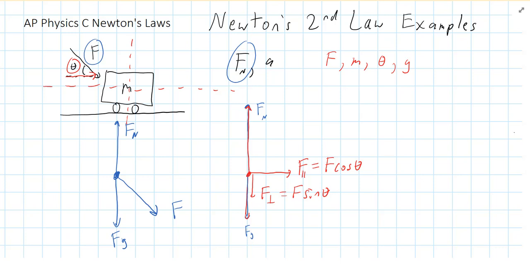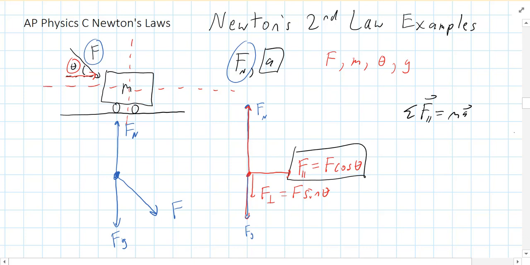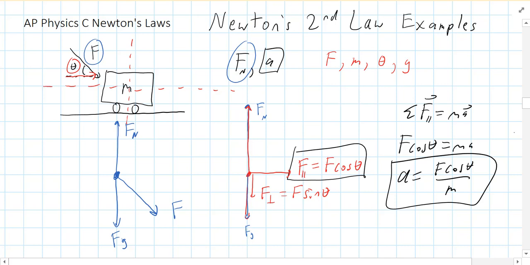Okay. Now, I'll actually start with the acceleration of the cart first. So I'm going to look at net force in the parallel direction has to equal ma in the parallel direction. How many forces do we have in the direction parallel to the motion? Well, we only got one. That's F cosine theta. So you got F cosine theta equals ma. And if you solve for a, you get F cosine theta over m. Okay. So very simple equation.